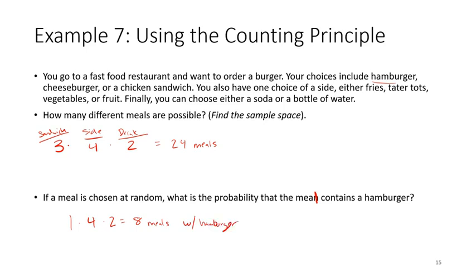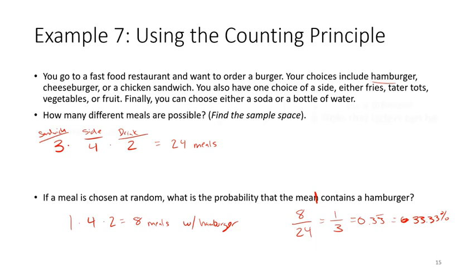Hamburger with fries and a soda, hamburger with tater tots and a soda, so on. And so to find the probability that the meal contains a hamburger, well, there are 8 possible meals out of 24 total, which is 1/3, or 0.333 repeating forever, or 33.33%. This should make somewhat intuitive sense to you in the fact that if you have 3 choices of a sandwich and you randomly pick one, there's going to be a 1/3 chance you wind up with the one with the hamburger in it.